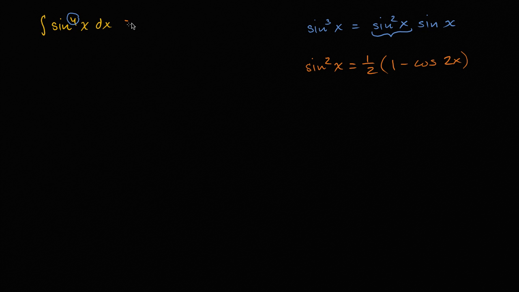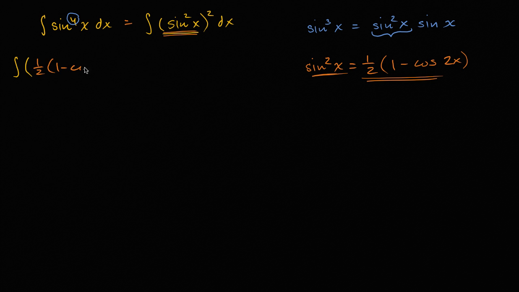Well, our original integral is going to be the same thing as the integral of sine of x squared, all of that squared, dx. Now I can make this substitution. So this is the same thing as this, which is of course the same thing as this by the double angle identity. So I can rewrite it as the integral of 1/2 times 1 minus cosine of 2x, and then all of that squared dx. And what is that going to be equal to?